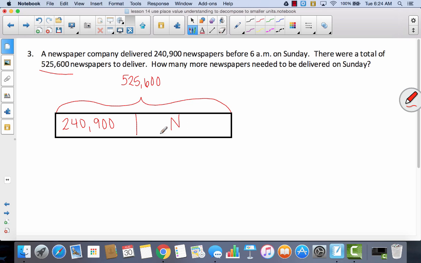So now, if I'm trying to figure out the missing part, what do I need to do? Well, I'm going to need to subtract, right? Why don't you see if you can go ahead and subtract and write your answer as a statement and check this problem all by yourself.